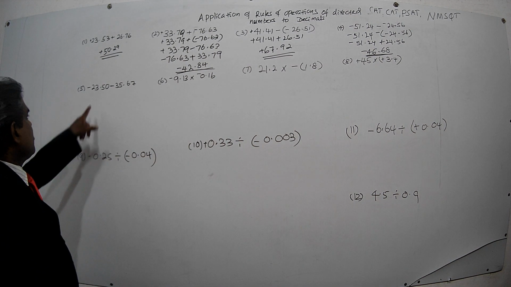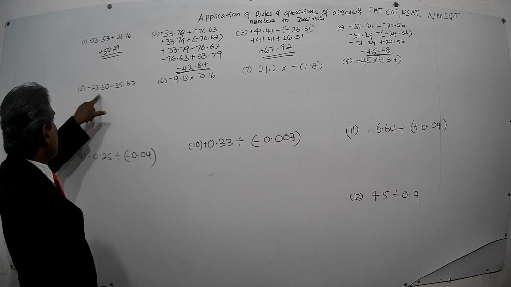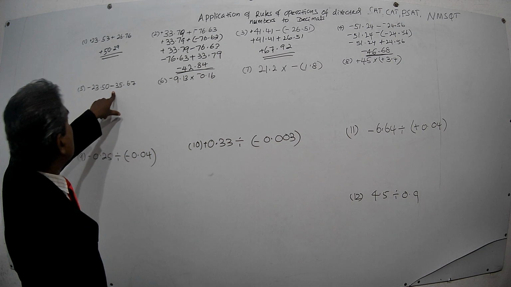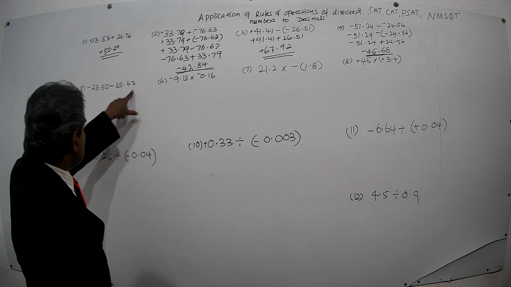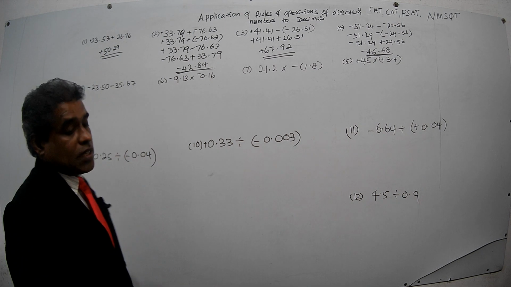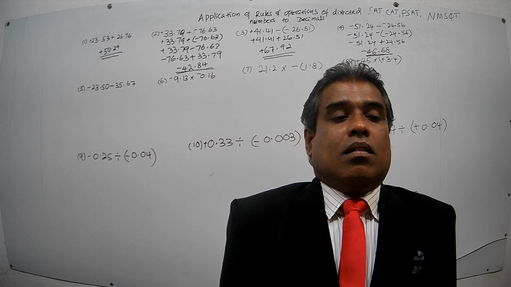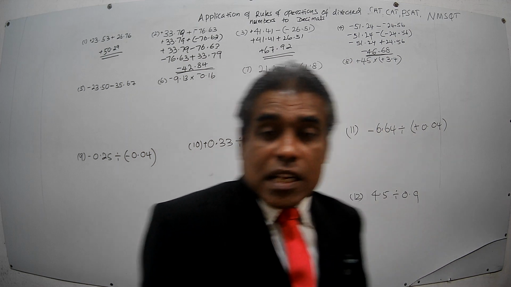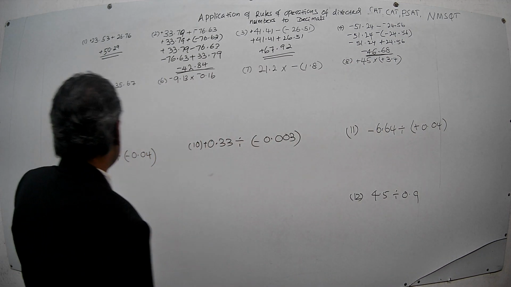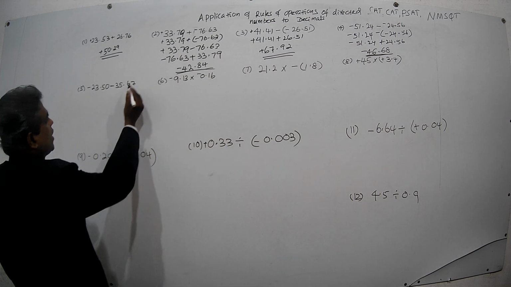Then here this one again. Here there are two numbers of the same sign. Here it is negative 23.50 plus minus 35.67. Then both are negative numbers. Then numbers of the same sign are added and the sign of the larger number is put with the answer. That is the rule. Then apply that. To this one, you add these two numbers and put the same sign again.